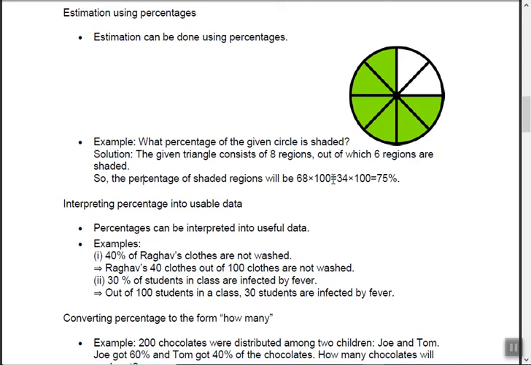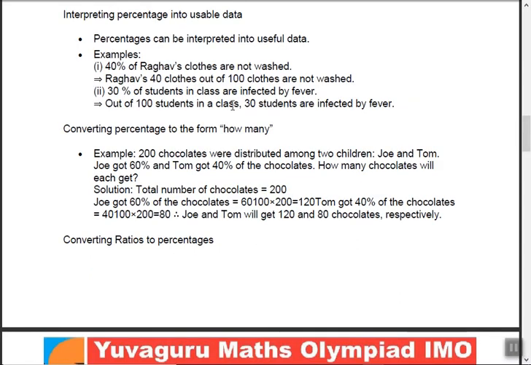6 upon 8 means what? 2 3s are 6, 2 4s are 8. That's why 3 upon 4. It should be upon over here also. Okay, these are printing mistakes which we can't change in the PDF. So it should be 3 upon 4. So it is 75%.